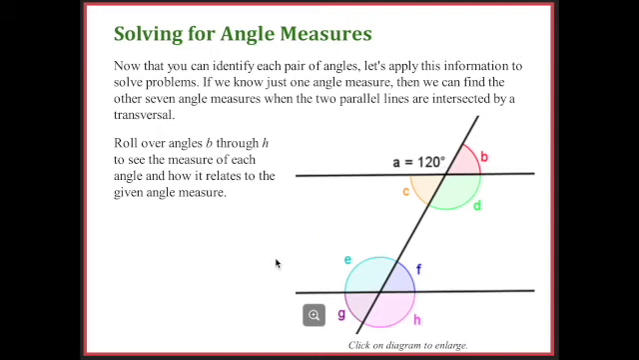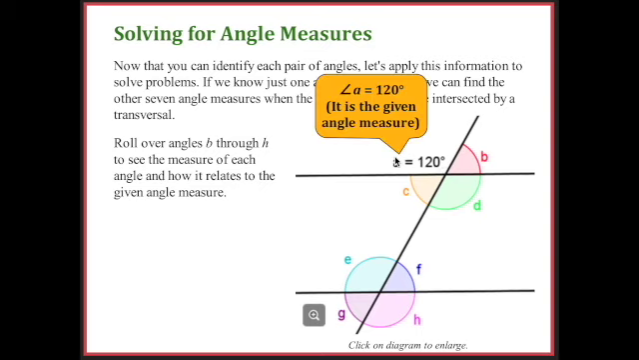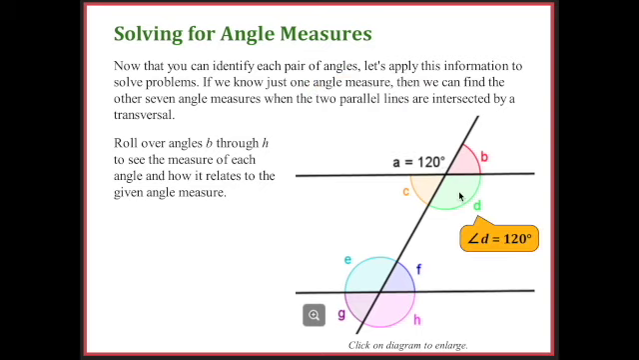What kind of angles are A and D? A and D are vertical angles. We need to remember vertical angles and a linear pair. That means if angle A is 120 degrees, angle D should also be 120 degrees.